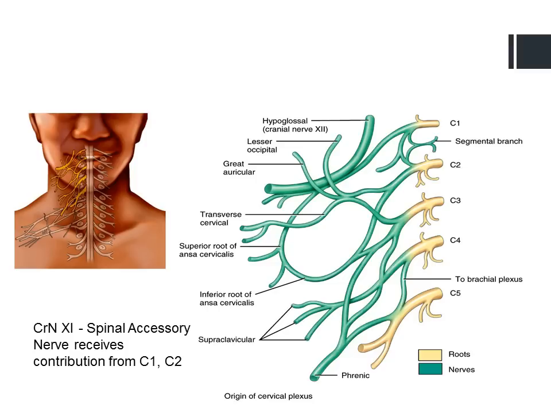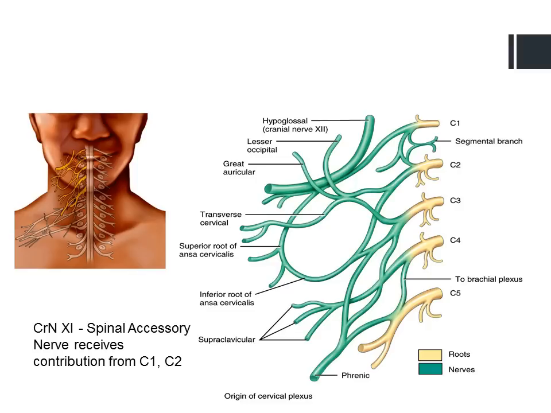Beginning up in the cervical spine, with contributions from the C1 through C5 nerve roots, we have the cervical plexus. Also contributing to the cervical plexus is a branch of cranial nerve 12, the hypoglossal nerve. The cervical plexus is buried deep in the neck underneath the sternocleidomastoid muscle, and as I said, it's composed of the ventral primary rami of cranial nerve 12 and then C1 through C5.